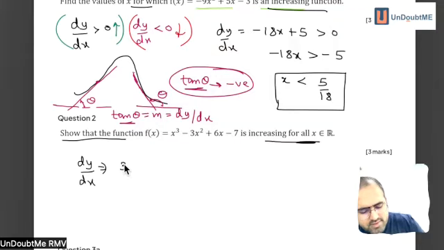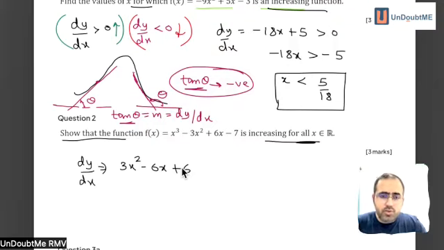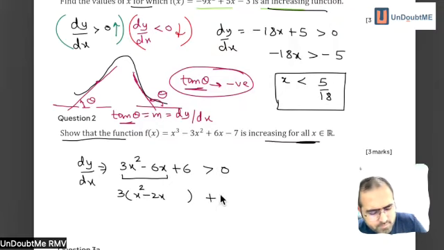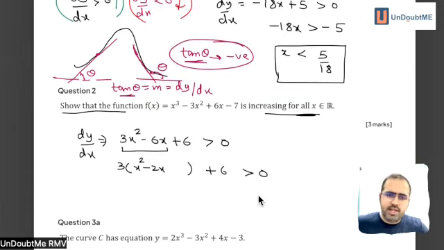So dy by dx is 3x squared minus 6x plus 6. And we have to prove that this is always positive. So as I was saying, we will try to create a perfect square. You have to recall the completing the square method. That will be helpful in these questions. So to prove that this is always positive, I will look at the first two terms. I will take 3 common and I will get x square minus 2x plus 2. Now can anyone tell me what I should do further in the next step?